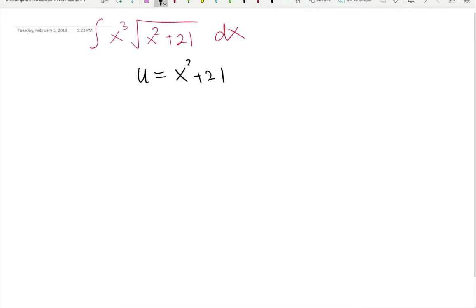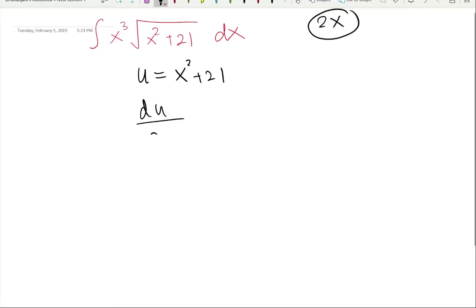Okay, now what is its derivative? The derivative of x squared plus 21 is 2x. Now do we have 2x somewhere else in the integral? Well, we have x cubed. Inside the x cubed you have x, because x cubed is x times x times x. So sort of, not 2, but x is somewhere else in the integral. So maybe yes, we can use integration by substitution. Let's give it a try.